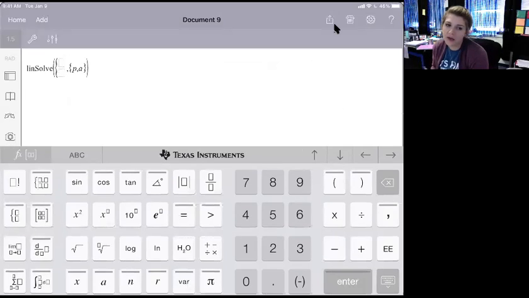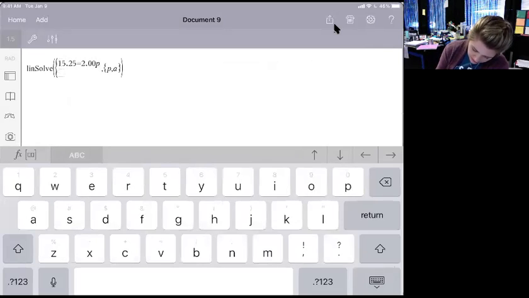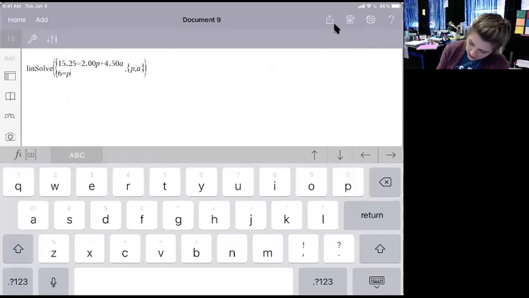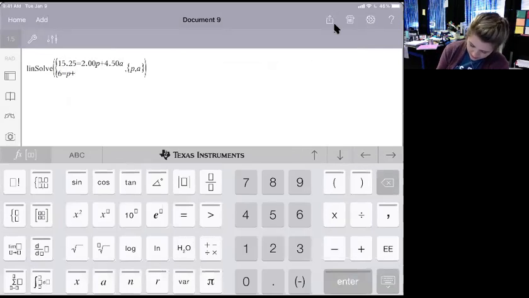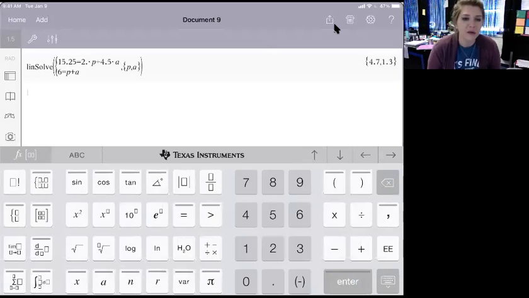Now, 2 boxes are going to appear on your calculator. The first box is for your first equation. So you're going to type that in. 1525 equals 2P. Make sure you do lowercase. Plus 4.50A. You're going to scroll down to the second one. You're going to type in 6 equals P plus A. Then you're going to click enter. Give me a thumbs up once you got that.